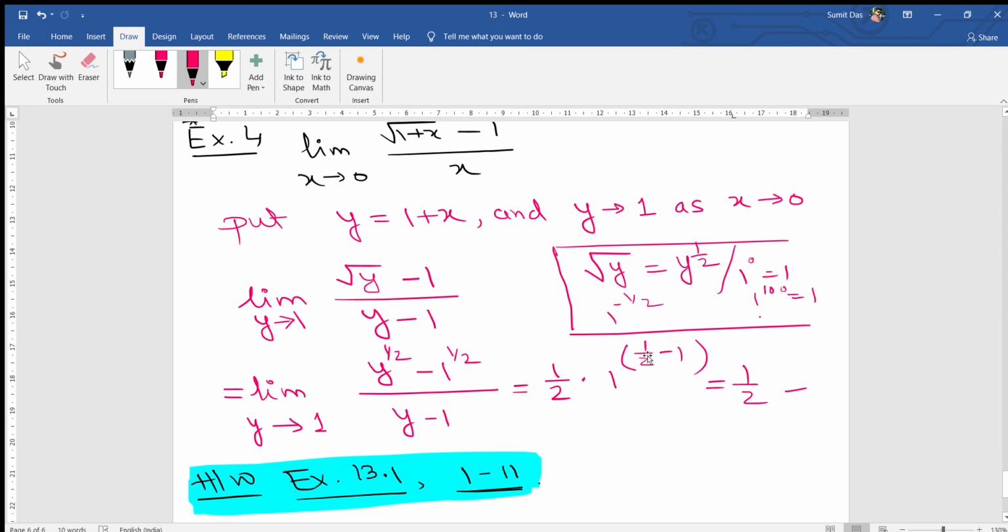So now 1 to the power half minus 1. Half minus 1 is minus half, and 1 to the power anything is 1. Okay, so no need to worry about that. So 1 to the power, I'm not writing anything. It will be 1, and half into 1 will be half. That's our answer. Is it clear? Is it clear? So always we have to arrange, because our theorem is given like this, we have to arrange in this structure.